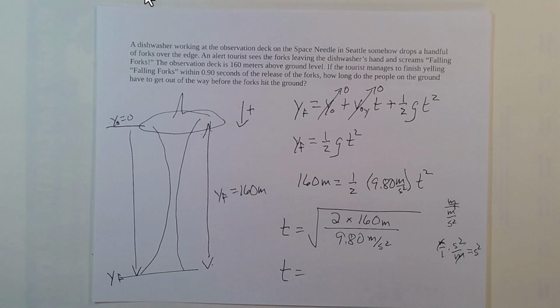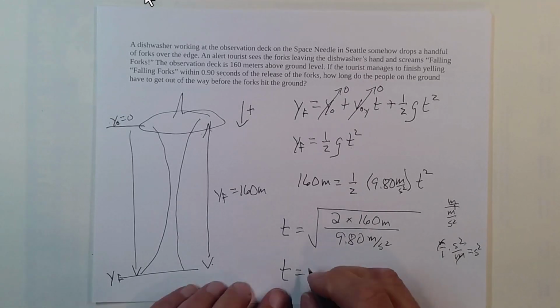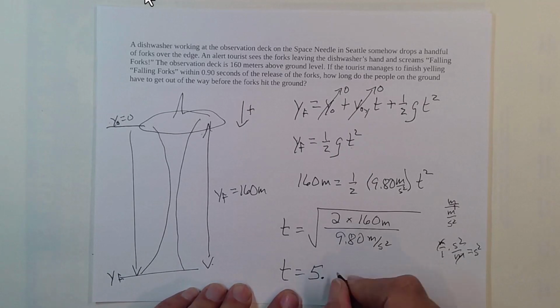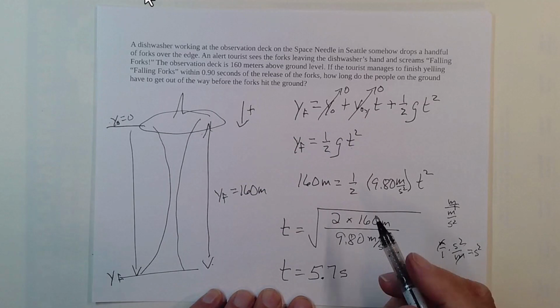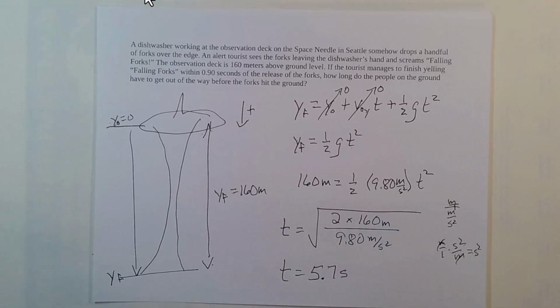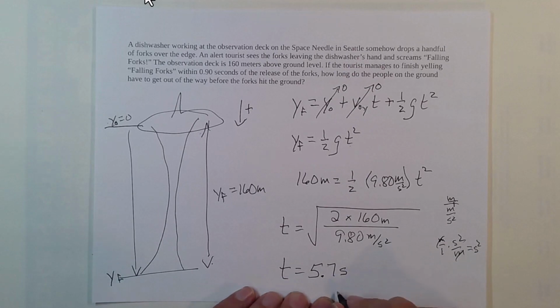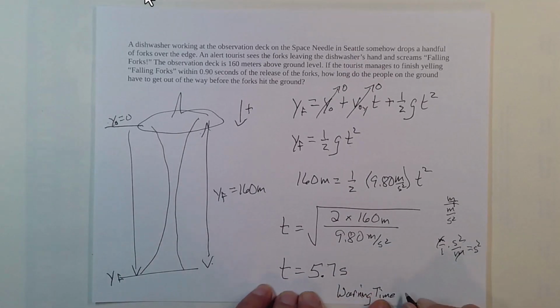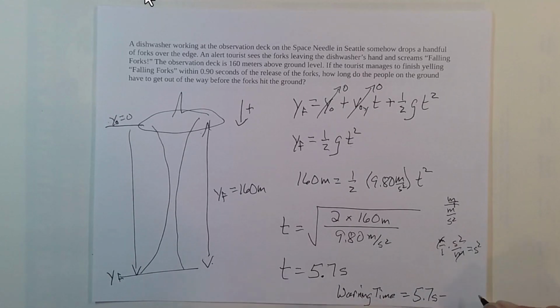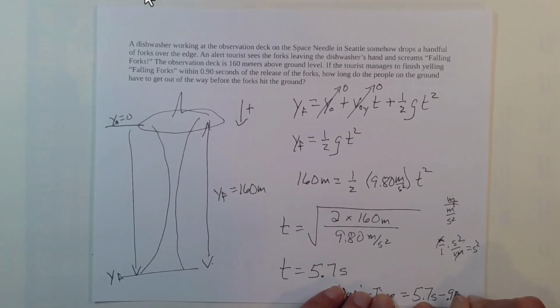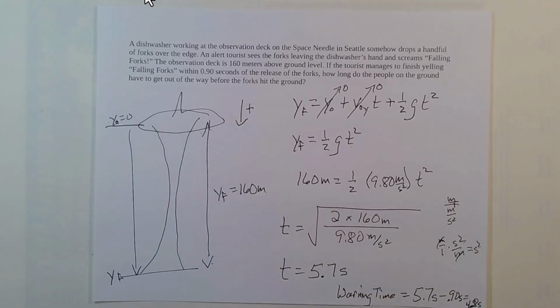Okay, I also checked this one out ahead of time. And the time for falling is equal to 5.7 seconds. It took 0.9 seconds before the person finished yelling falling forks to warn people to get out of the way. So the warning time, this isn't an actual physics equation, is going to equal 5.7 seconds minus 0.90 seconds, which ends up being 4.8 seconds. So that's how long people have to get out of the way. Should be plenty of time if they're paying attention.